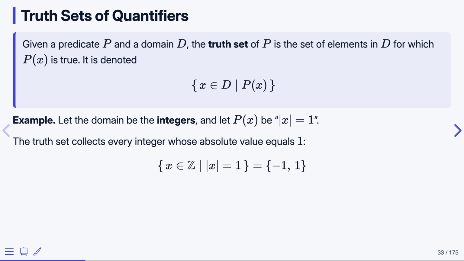Now an example. The domain is the integers, and the predicate says the absolute value of x equals 1. Which integers have absolute value 1? Only -1 and +1. So the truth set is the set containing -1 and 1. This idea lets us turn any statement about for all, or there exists, into a question about a set.